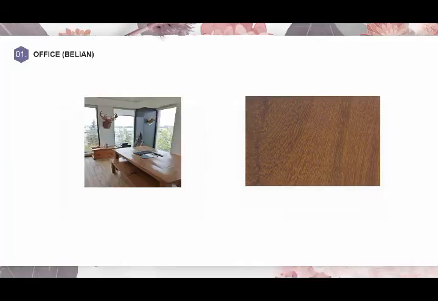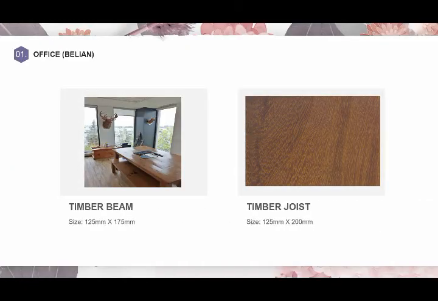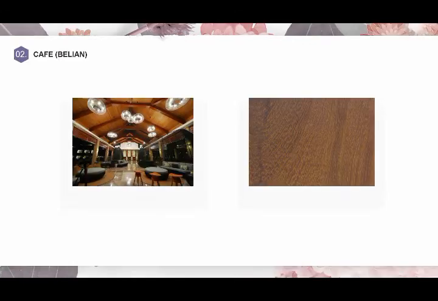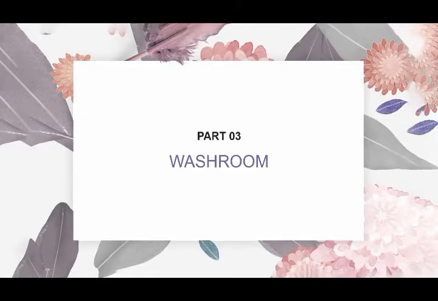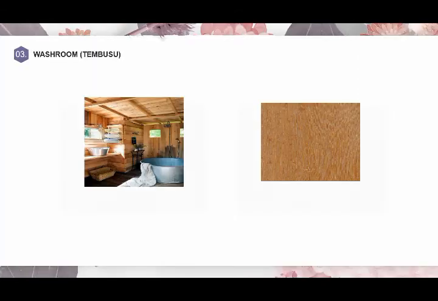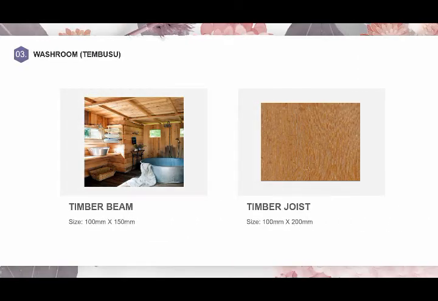First, for the office, we're going to use Belian, timber beam size 125 x 175 mm, timber joist 125 x 200 mm. For the cafe we're also going to use Belian, timber beam size 125 x 200, timber joist 125 x 150. Next, for the washroom we're going to use Tembusu, timber beam size 100 x 150, timber joist 100 x 200.